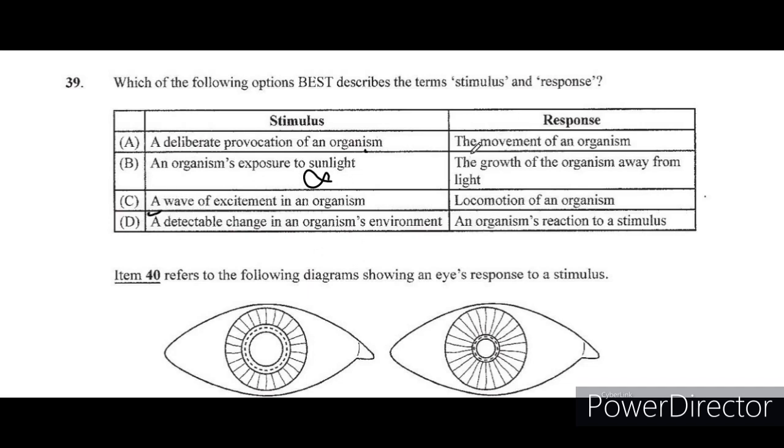D, oh hold on, we have to go through response first. The movement of an organism. Well, we already ruled A out. The growth of the organism away from light. Oh, this would be negative phototropism. Locomotion of an organism. That's not a response. An organism's reaction to a stimulus. Okay, D seems most suitable.